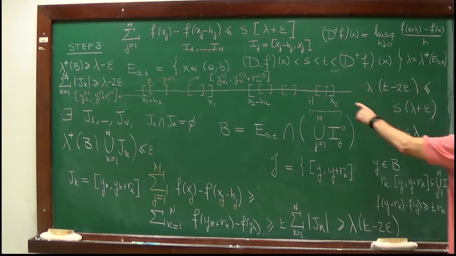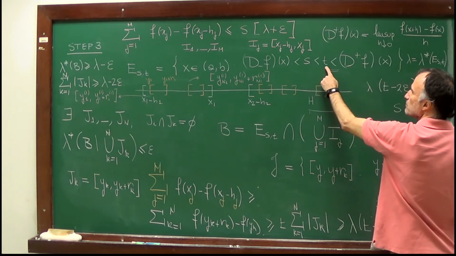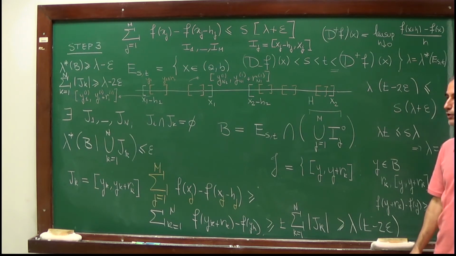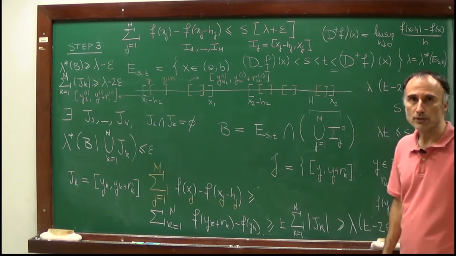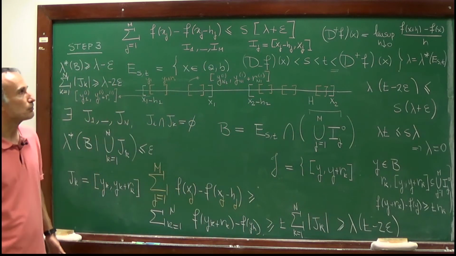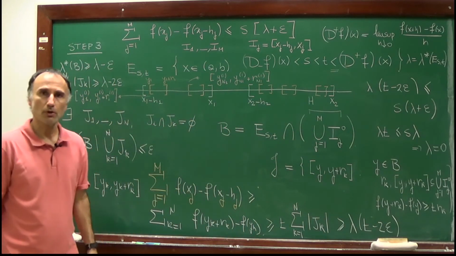Well, but we know that s is strictly smaller than t. So for that inequality to hold, we need lambda to be 0. So this implies that lambda is actually equal to 0. And what is lambda? Well, lambda is the outer measure of EST. So that proves that the outer measure of EST is equal to 0, and this is exactly what we wanted to prove. So this completes the proof of the fact that any increasing monotone function is differentiable almost everywhere.